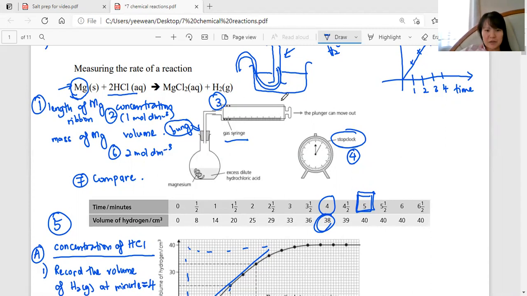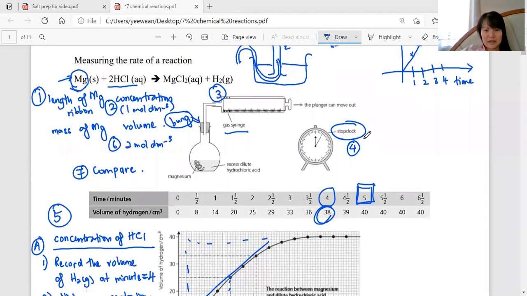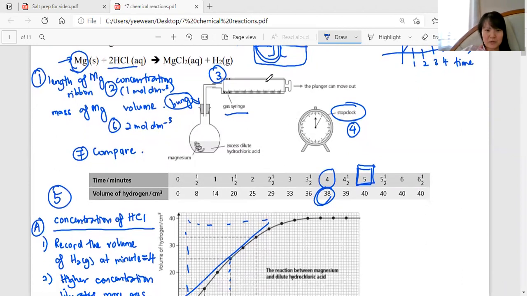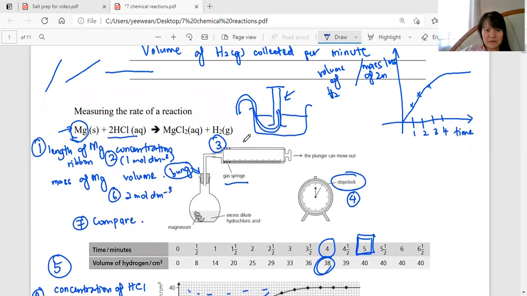Mention how you're going to collect the gas, how you're going to measure the gas with the gas syringe. Mention you're going to use a stop clock or stopwatch to measure the time. You may draw out this apparatus that's shown here, or alternatively, you can use the inverted measuring cylinder over water.